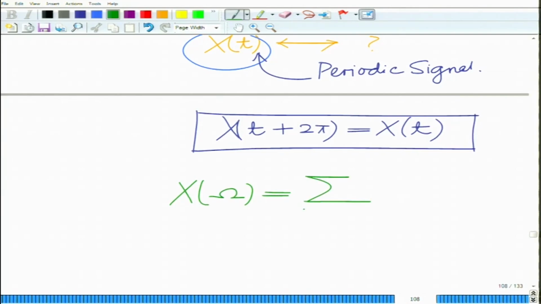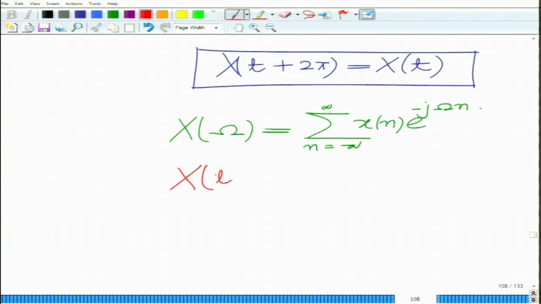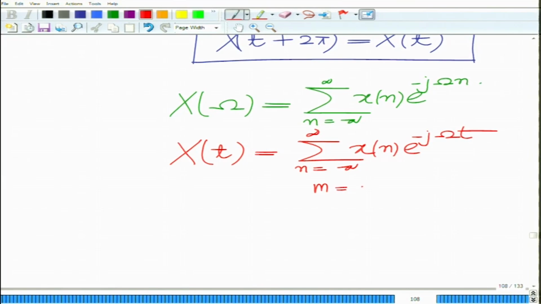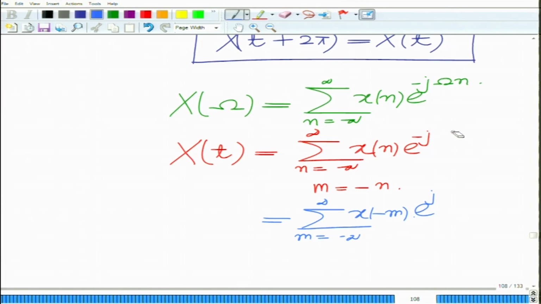we have x of omega equals summation n equals minus infinity to infinity x n e raised to minus j omega n, which means now if you replace omega by t, we have x of t equals summation n equals minus infinity to infinity x of n e raised to minus j n t, and if you replace minus n by m, then you have summation m equals minus infinity to infinity x of minus m e raised to j m t.